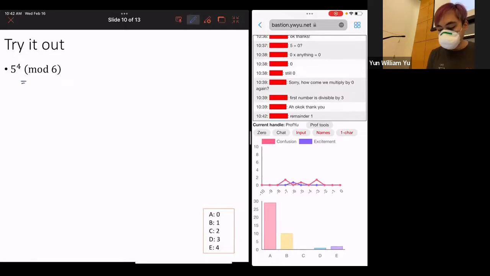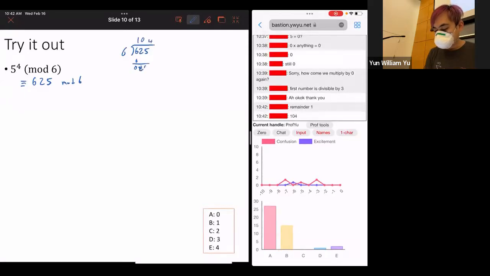Well, one way of doing this is to just multiply this out. So if you happen to have a calculator, or if you happen to have these numbers memorized, 5 to the 4th, what does that equal? Well, that's 625, right? 625 mod 6. Then you have to do a division. What's 625 divided by 6? That's 104, remainder 1. So that's equivalent to 1 mod 6. That's one way of doing it.